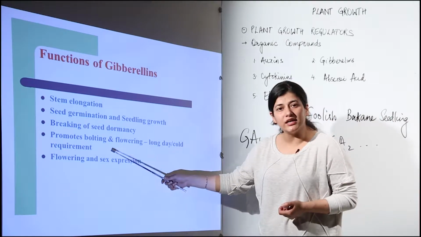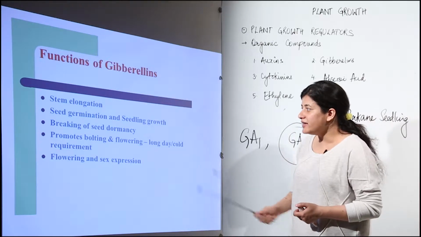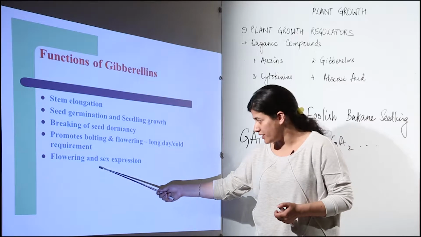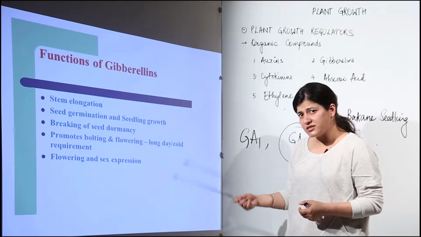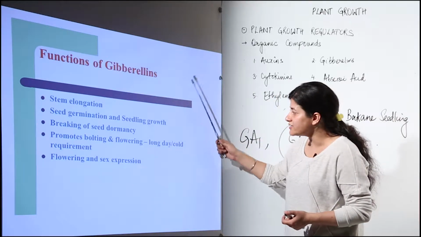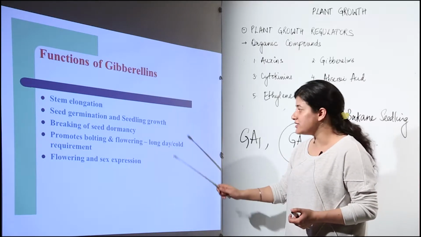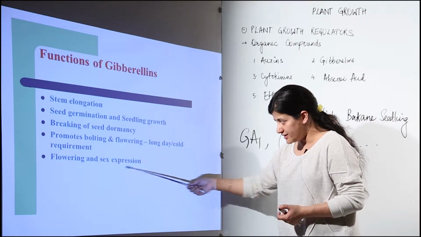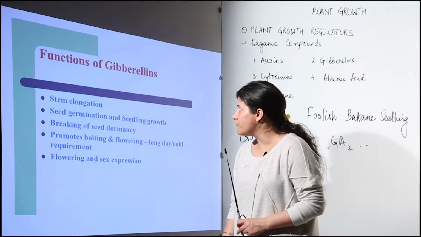So that is bolting, and flowering is brought about when the plant is subjected to gibberellins, and they do favor flowering and sex expression in the plants. When I say sex expression, when the plant is subjected to gibberellins, you will see more male flowers coming into the scene. Alright, so gibberellins have the functions of stem elongation, seed germination, breaking of seed dormancy, promotion of bolting and flowering, and sex expression in the plants. This is the function of gibberellins.